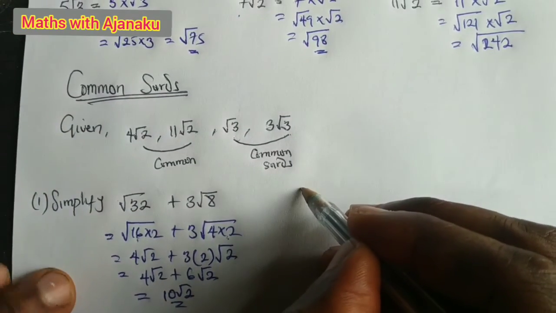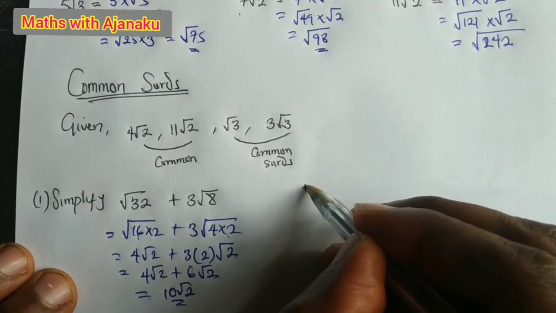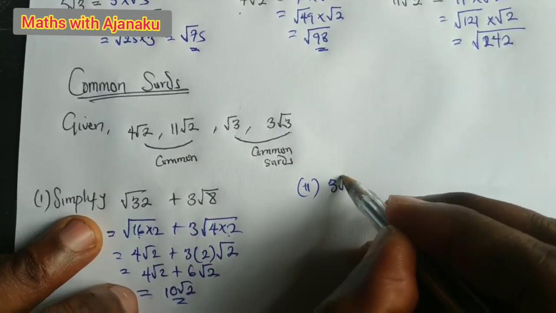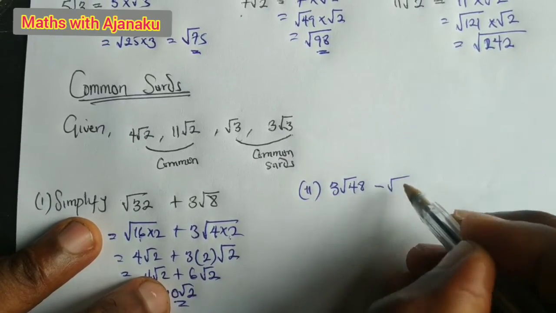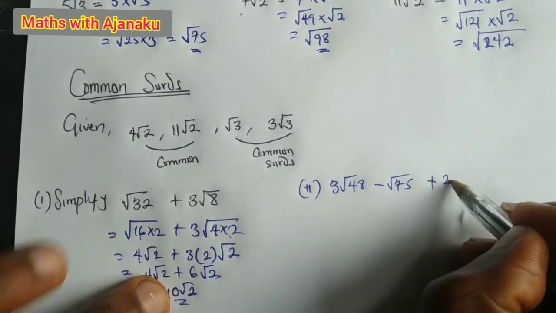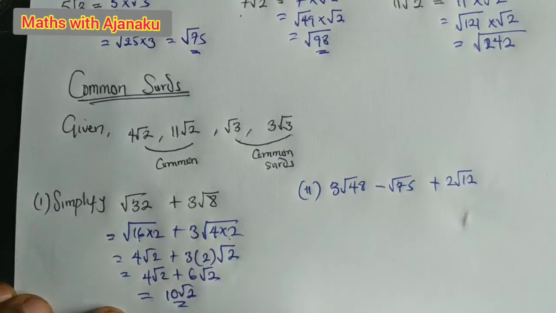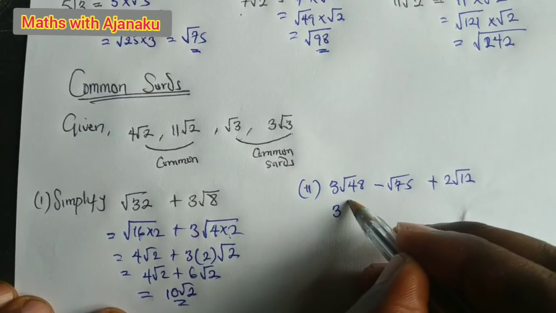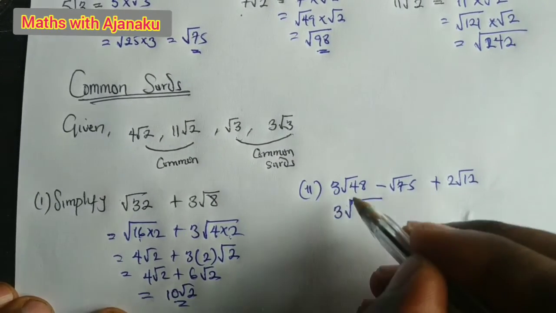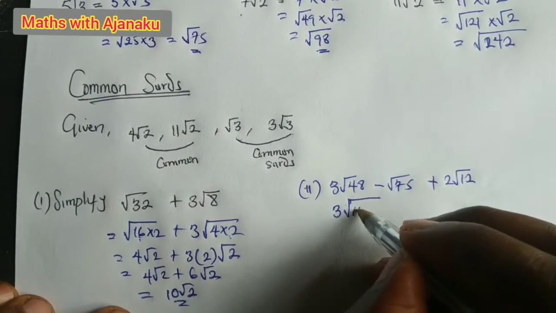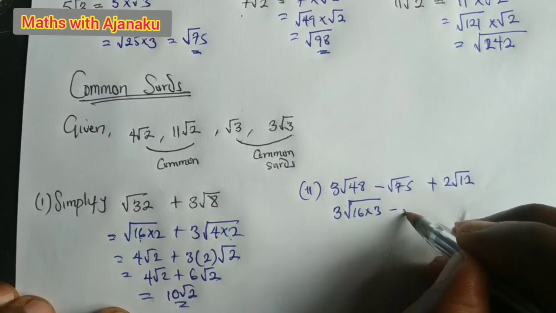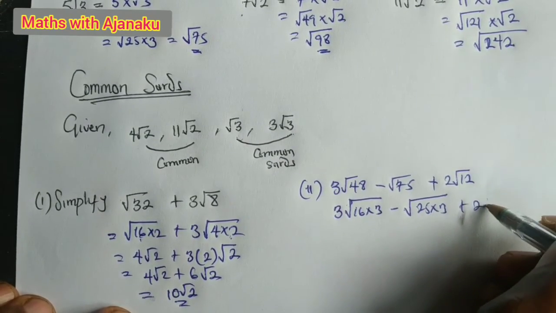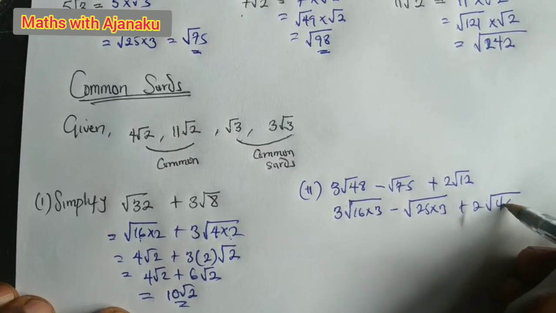And when you simplify that further, you should get 10 root 2. Also, we can take another one. Supposing you are given 3 root 48 minus root 75 plus 2 root 12. Let's manage it here. From here, I can extract the maximum perfect square. This will give me 3 into root 16 times 3, minus the square root of 25 times 3, plus 2 into root 4 times 3.